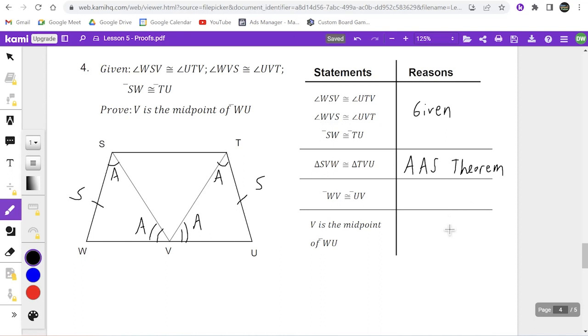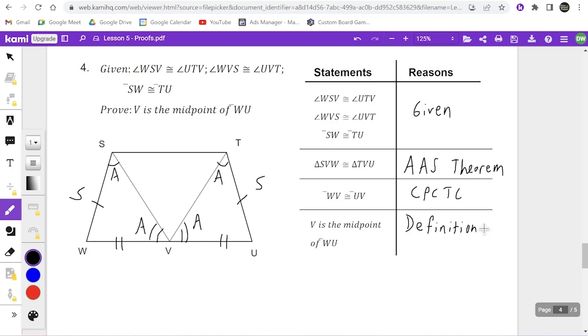And now, because the triangles are congruent, we can say anything's congruent, including WV and VU. Why are they congruent? What's the reason? The reason is CPCTC. The step after the theorem is probably CPCTC. That's always a good bet. And then the very last one, V is the midpoint of WU. Why is that true? Well, it's true because of the definition of midpoint.